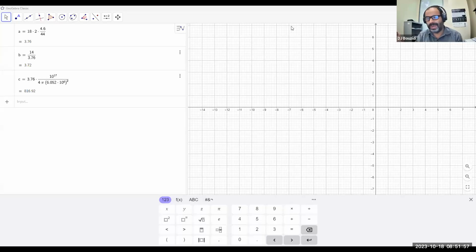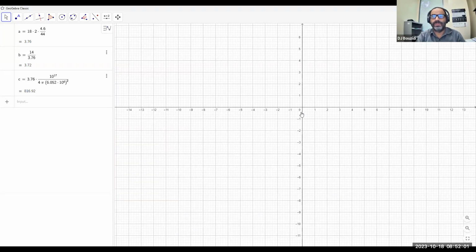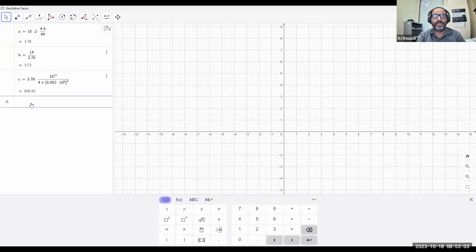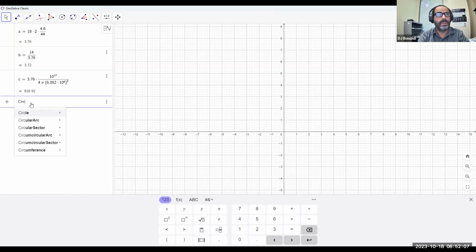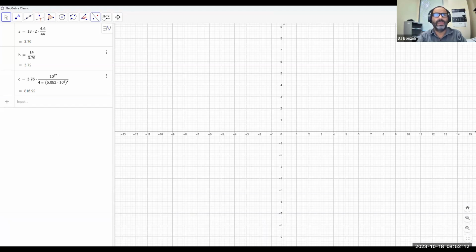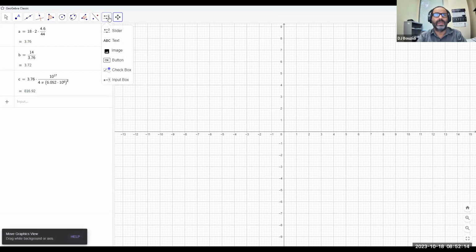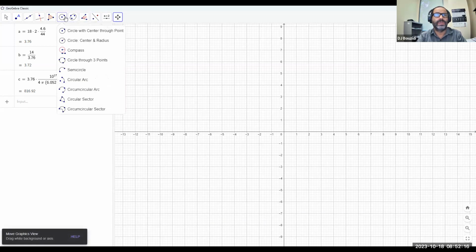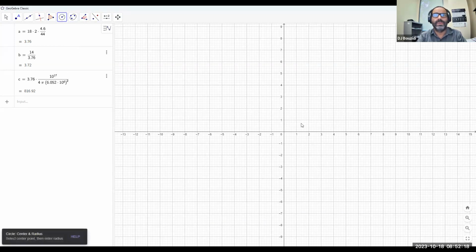If you don't have GeoGebra, if you don't know how to use it, don't worry about it. You can do it by hand. All you need is a calculator and everything else is fine. So I'm going to draw a circle in here, centered around 0, 0. Let me do it graphically. Why am I going to do it manually? I mean, programmatically. What is this circle in here? Yeah, here is the circle.